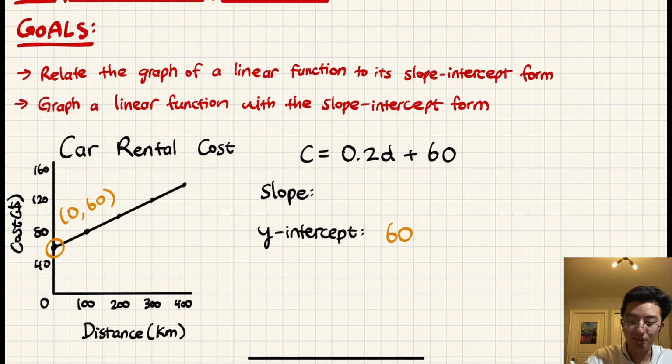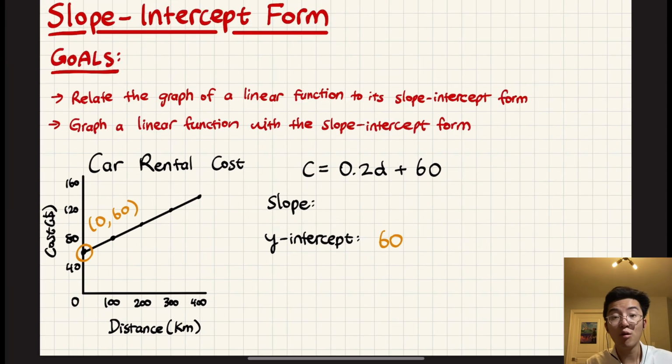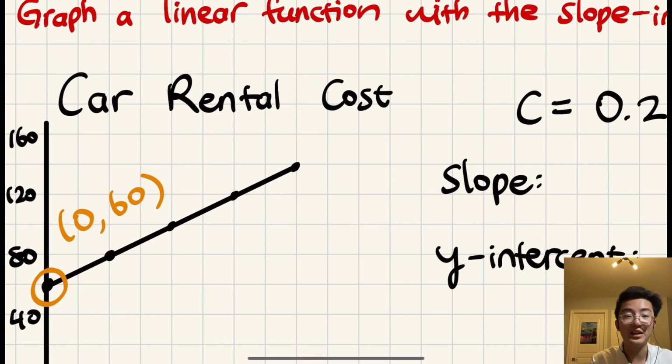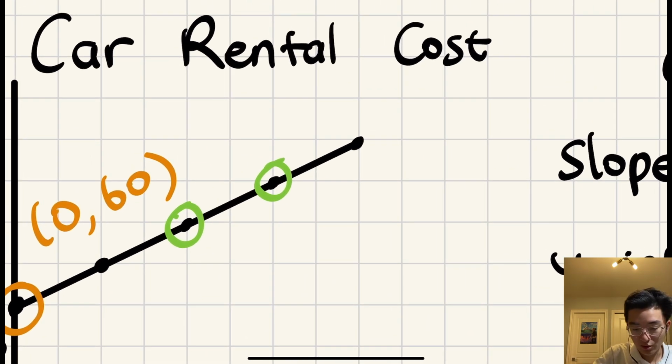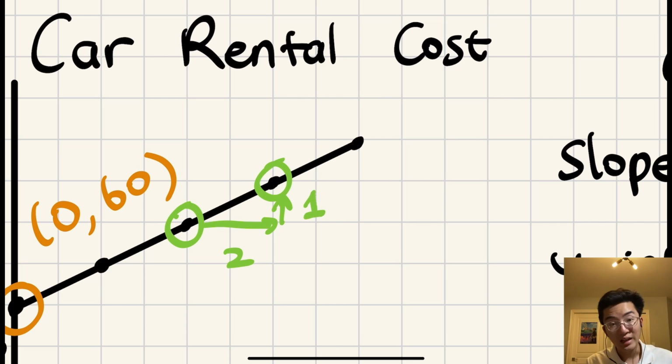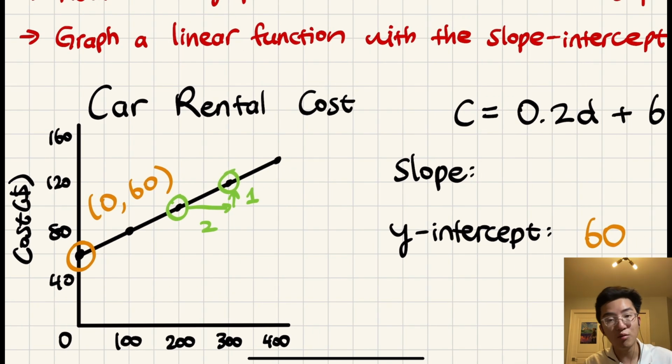Okay, how about the slope now? What is the slope of our graph? Using what we learned from our last lesson on slope of a line, we take 2 points and figure out how much the x and y values are changing. Let's do it in green here. Let's just take this point and this point. How much are the x and y values changing between those 2 points? We are going to the right by 2 and then going up by 1. The slope is the change in y over change in x, the rise over run, so our slope would just be 1 over 2.